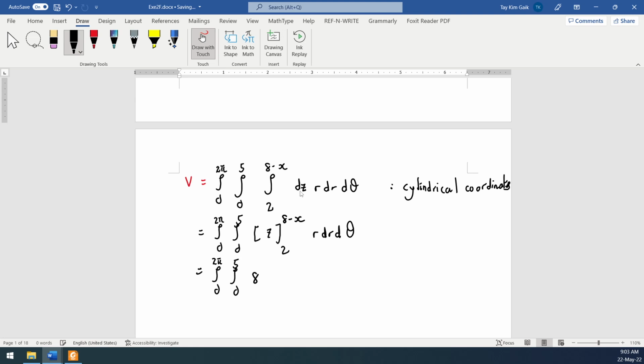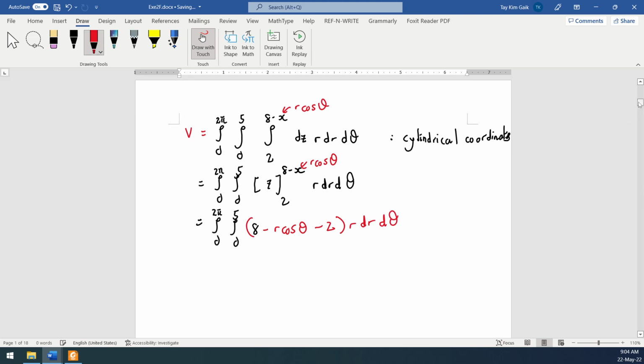So you have 8. And when you're in cylindrical coordinate, x you have to change to r cos theta. So you got 8 minus r cos theta minus 2. Outside you got r dr d theta. So expand it, and then integrate with respect to r. Lastly, integrate with respect to theta. So you have 8r minus, oh, 8 minus 2, you got 6. So you got 6r, minus r squared cos theta. Okay, so now it is dr d theta.